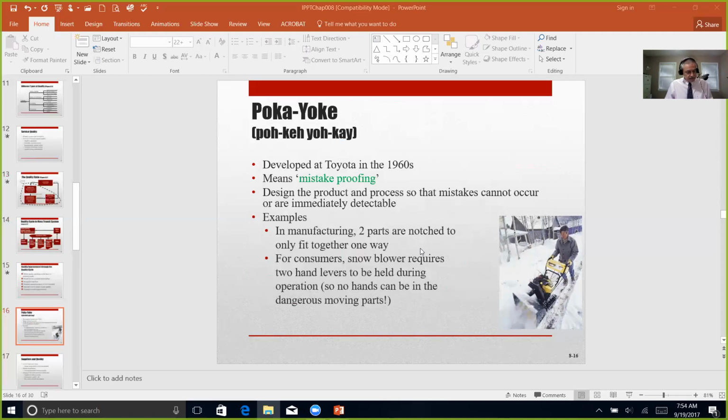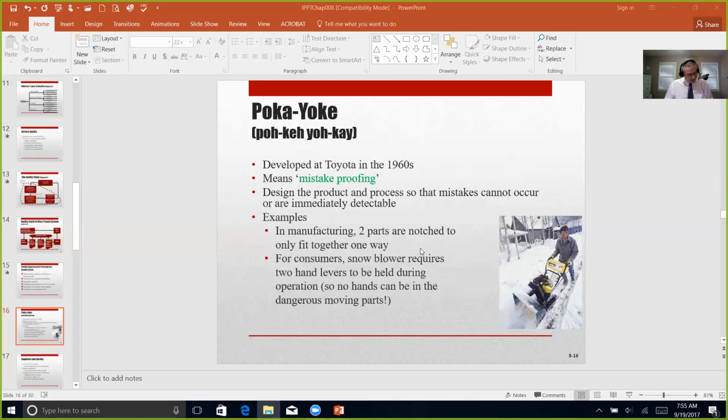Now, over on page 170, this concept of mistake proofing, developed back in the 1960s for Toyota Motor Company, is called Poka-Yoke. What it's really about is mistake proofing. In other words, it's an idea of designing the product and the process so that it is basically impossible for humans to make mistakes, or for the mistakes to be easily detected when they do occur. Interesting concept. Poka-Yoke, again, over on page 170.